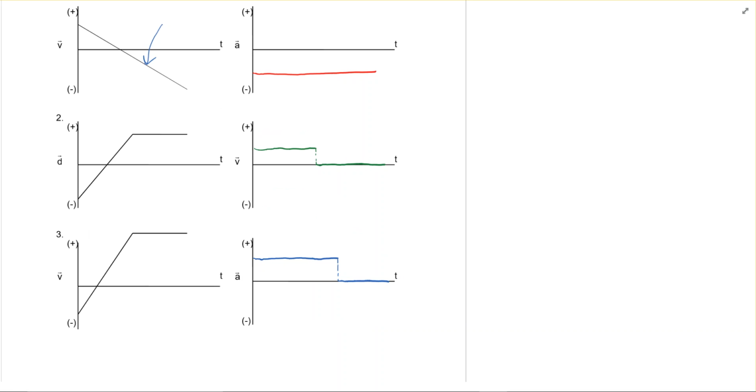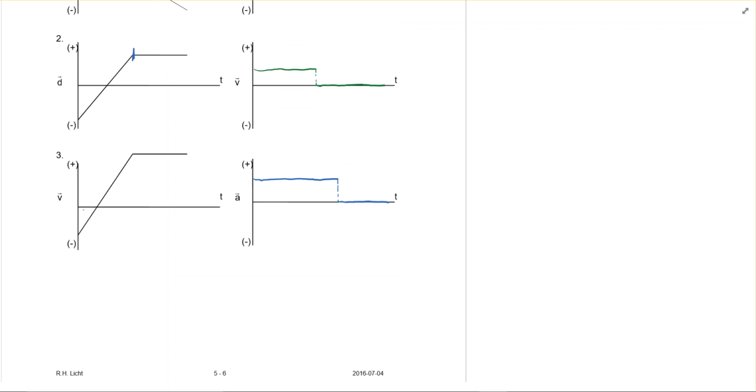Number 2, we had a positive slope on the distance time graph. Positive slope on the distance time graph means a positive velocity. So it's going to be a positive straight line on the velocity time graph. And then that's that dotted line going straight down. And then at this point, it stops moving, right? So its velocity is 0. So the velocity carries on at 0.